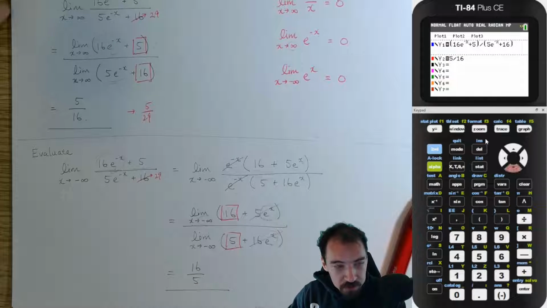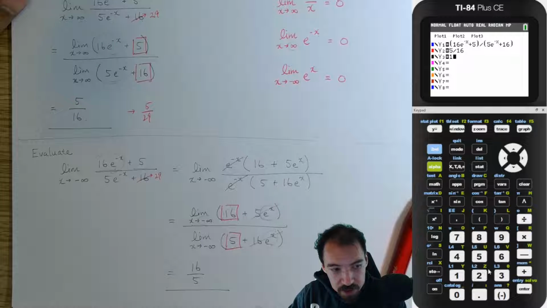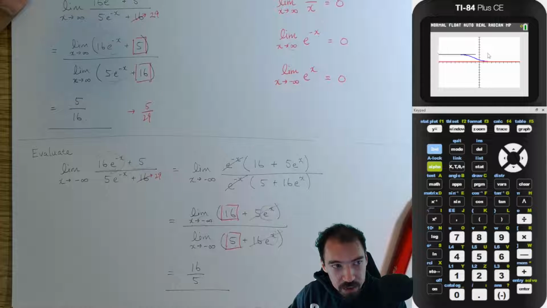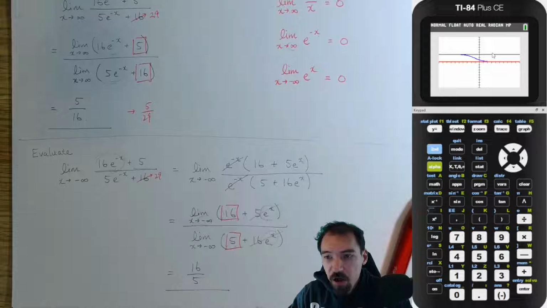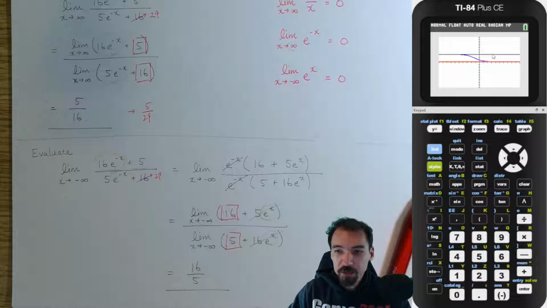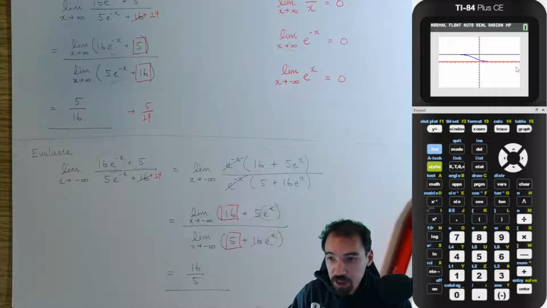Let's do a y equals, go down here and go 16 over 5. Enter and graph. And that, in the black, is the other horizontal asymptote. It is possible for a graph to have two separate horizontal asymptotes, one corresponding to the right end behavior and another one corresponding to the left end behavior. I just wanted you to see that.